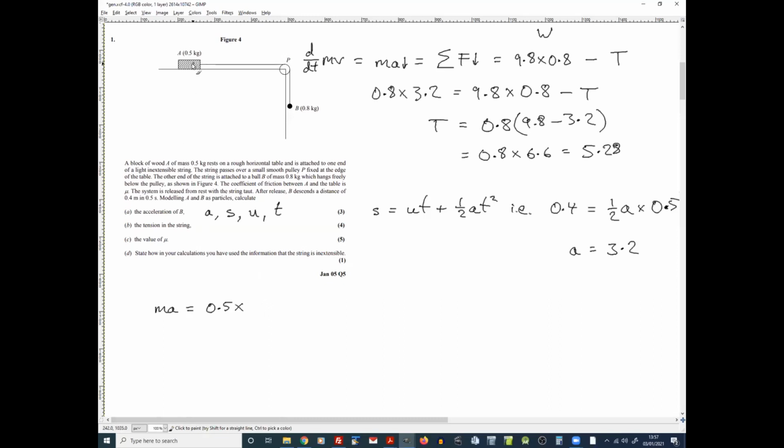So which of A and B are going to be moving with the greater acceleration? Well, they both move at the same speed, and also the same acceleration. Yes, exactly. And that acceleration is 3.2. So 0.5 times 3.2 is what's got to be equal to the sum total of all the forces acting in which direction this time? To the right, horizontally, yes. So what are the forces acting horizontally to the right?